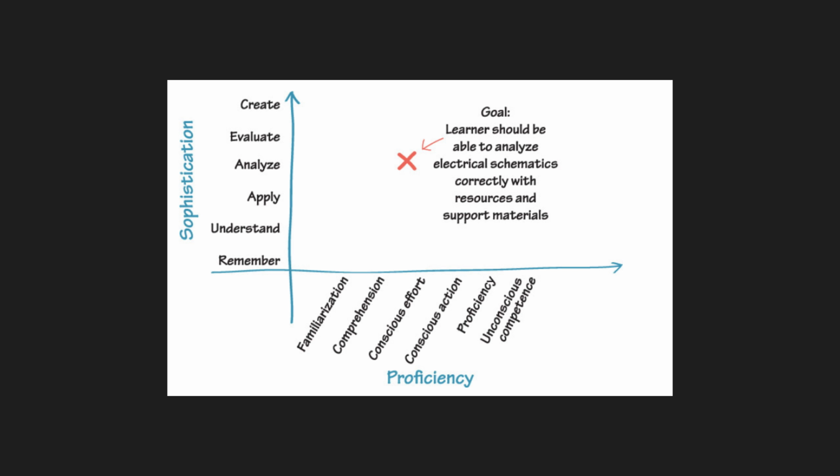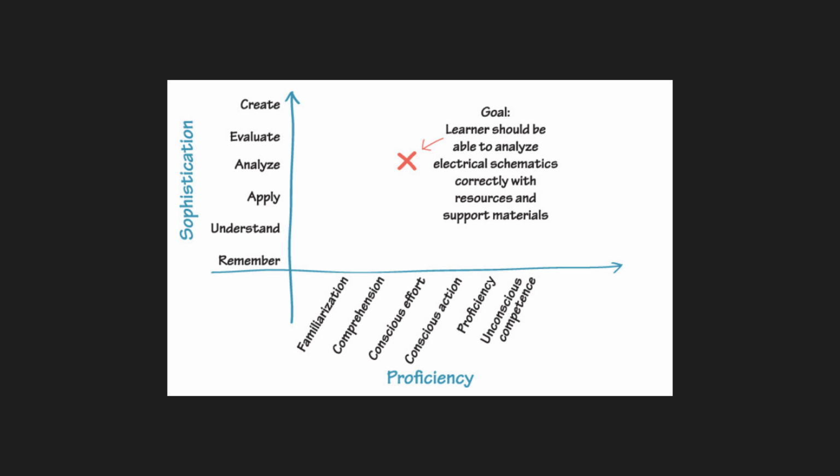So she provides a nice chart in her chapter 3, and this is a reproduction of that chart here, where she maps Bloom's taxonomy of cognitive sophistication on the left vertical axis against this other taxonomy of proficiency across the bottom. And she provides this chart as a way of thinking about the design of a course or unit as a kind of two-dimensional map. So in this case, we've located the goal with this red X. The goal here is the learner should be able to analyze electrical schematics correctly with resources and support materials.